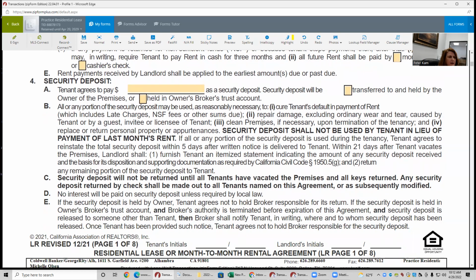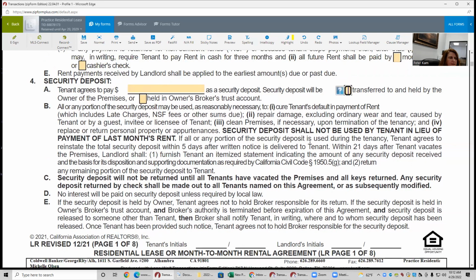The security deposit, you insert it here. We'll go over the legal limits. It'll state it down in the base of this agreement further down. So the tenant agrees to pay, insert your security deposit here. And it has a box here for held in owner's broker trust account. I always check transferred and to be held by the owner. So we always want to check that we're transferring it to the owner.